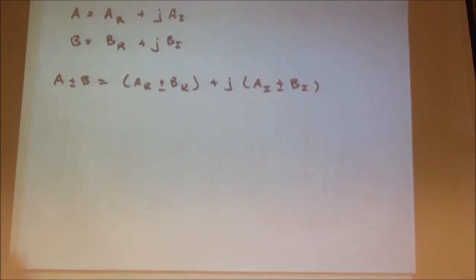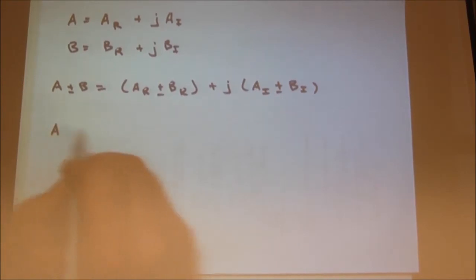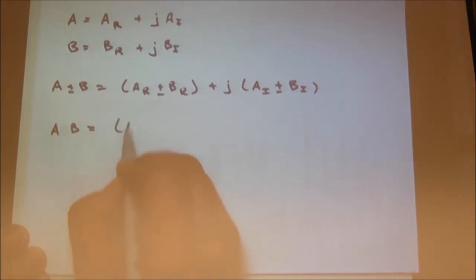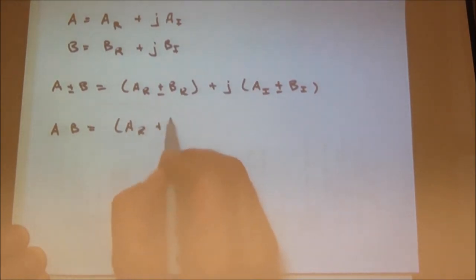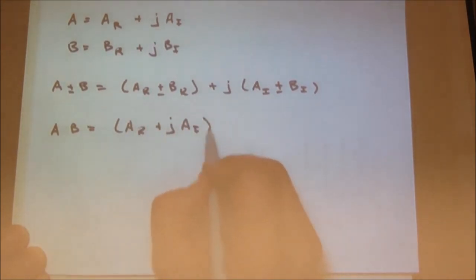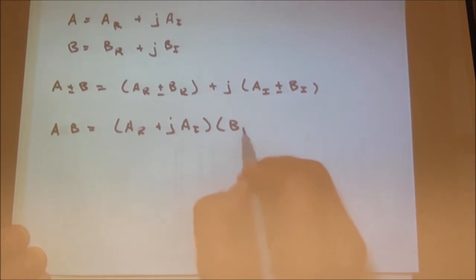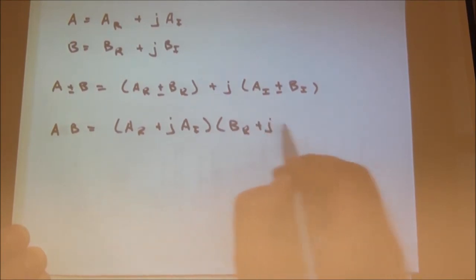Multiplication, maybe a little bit harder. A times B, well, then you wind up with A real plus j A imaginary. This is why a calculator is a much better choice, so you don't have to do this by hand.